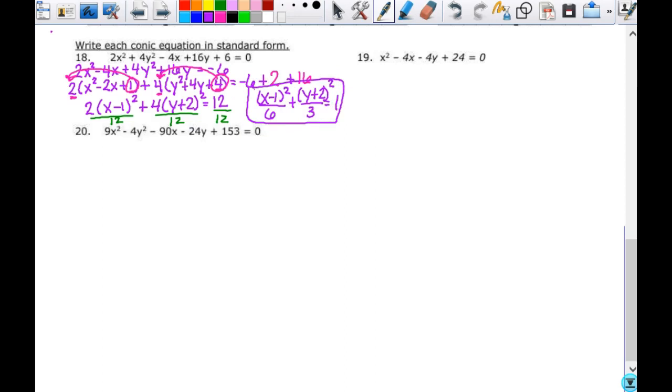So now when I look at 19, this one is a parabola, okay? Still got to complete the square, but when I complete the square for the parabola, I'm only completing it with the x, so the y gets moved over too. So this is going to give me x squared minus 4x equals, I'm going to move that 4y over, so positive 4y minus 24. Then I'm going to complete the square, so x squared minus 4x, half of that and square it, you get 4.